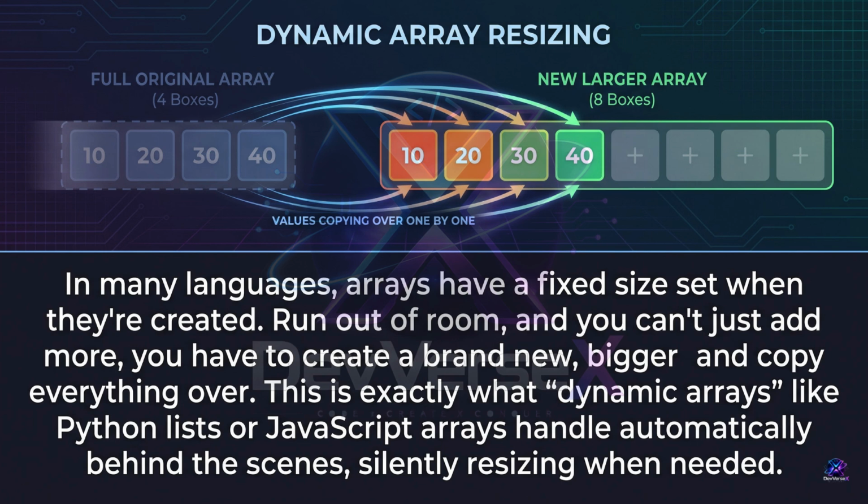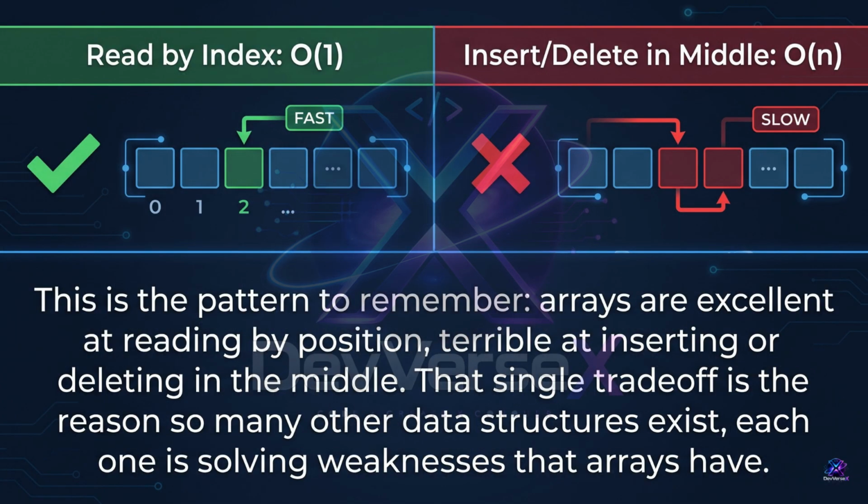In many languages, arrays have a fixed size set when they're created. Run out of room, and you can't just add more. You have to create a brand new, bigger array and copy everything over. This is exactly what dynamic arrays like Python lists or JavaScript arrays handle automatically behind the scenes, silently resizing when needed.